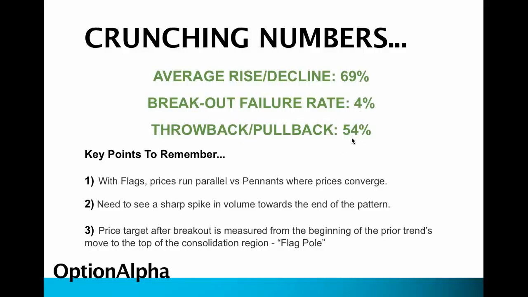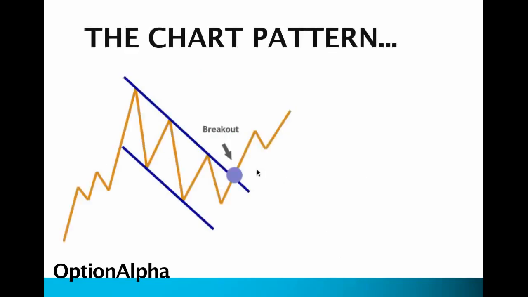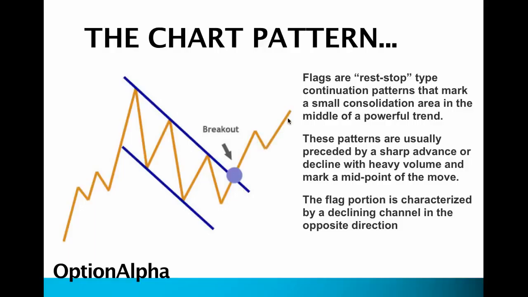The throwback or pullback rate is about 54%, and basically what this is talking about, as I always mention here, and I've even put this on this chart, is that after the breakout, it's got about a 54% chance it's going to come down at least halfway of the move. Sometimes it comes all the way down and retests this declining trend line, but it's going to retest some area of support and just validate and reconfirm that there are buyers in the market.